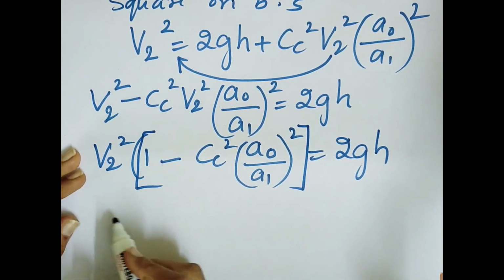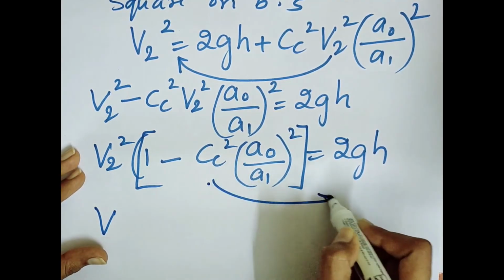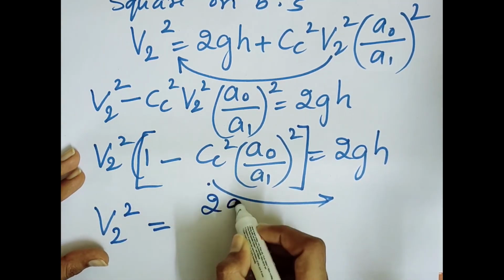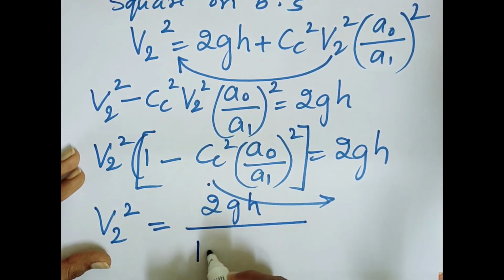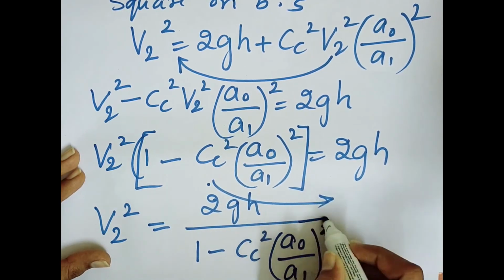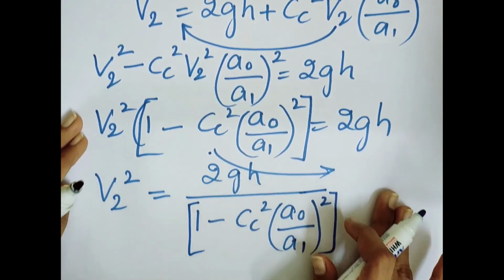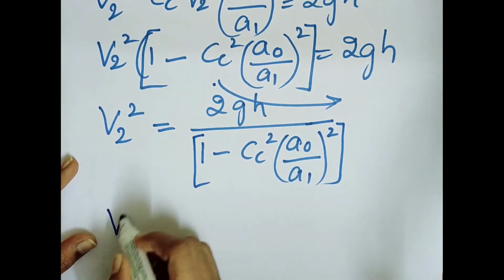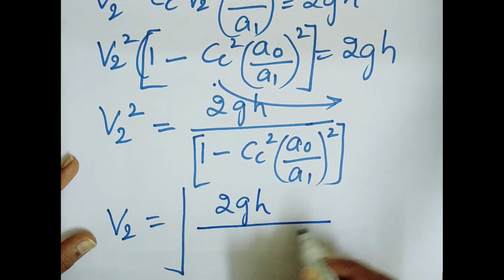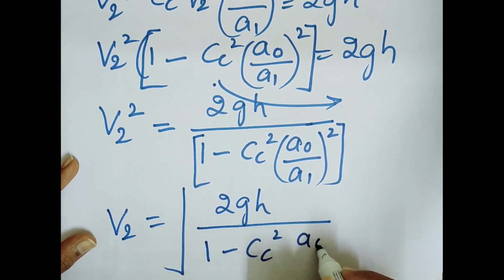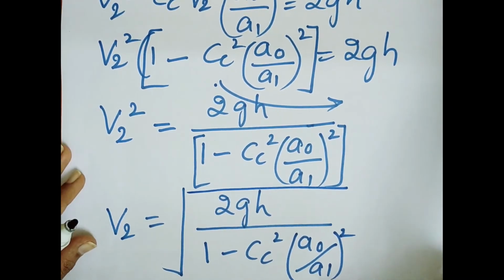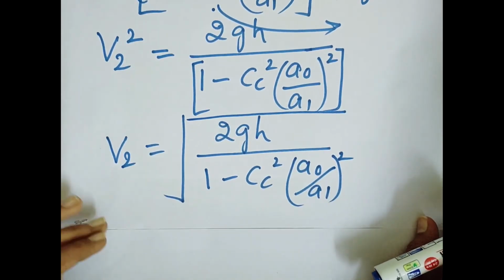So now you send this to the right hand side, you will get V2 square is equal to 2gh divided by 1 minus Cc square into A0 by A1 whole square. And if you solve it for V2, you will get V2 is equal to square root of 2gh divided by 1 minus Cc square A0 by A1 whole square. So now you substitute this V2 into the discharge equation.